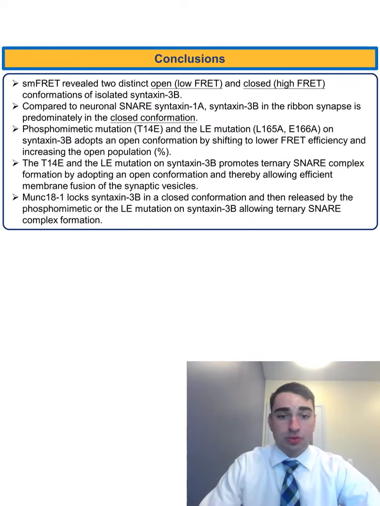What we concluded from this was that syntaxin 3B, the wild type, is predominantly in a closed conformation, but the phosphomimetic mutation and the LE mutation are predominantly in an open conformation, allowing for ternary SNARE complex assembly to happen, allowing for efficient membrane fusion of synaptic vesicles.